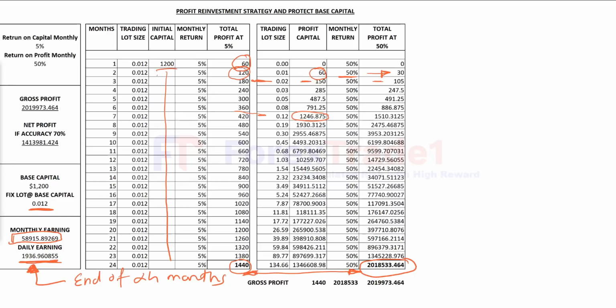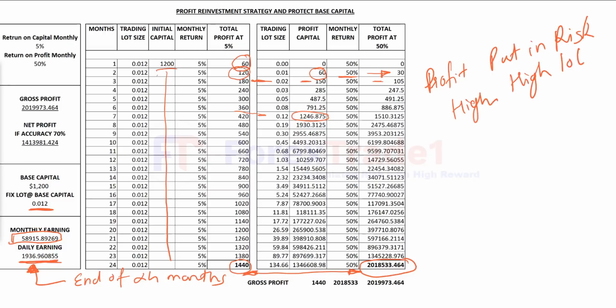Here you have taken the risk from your profit, put in risk, high risk, you can say, by high lot size. Save your capital, as if you have capital, you can keep on the market, you can keep surviving in the market.